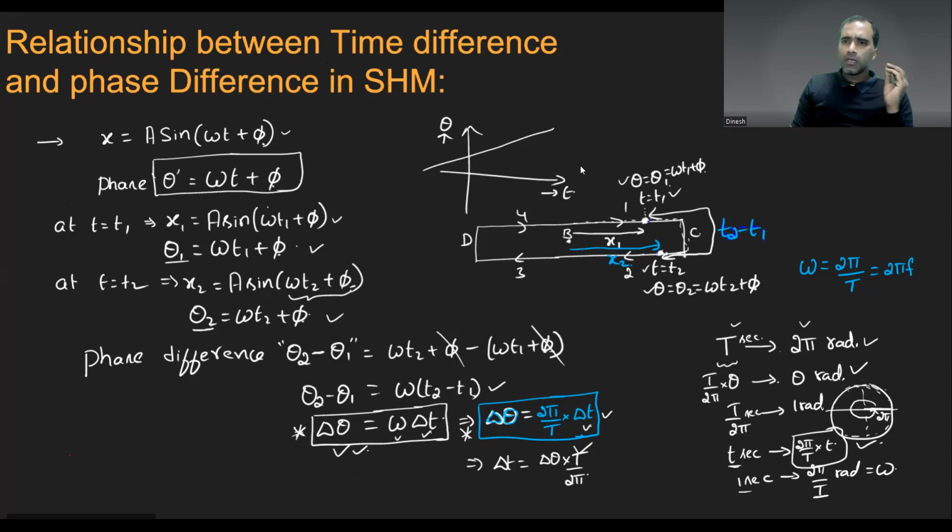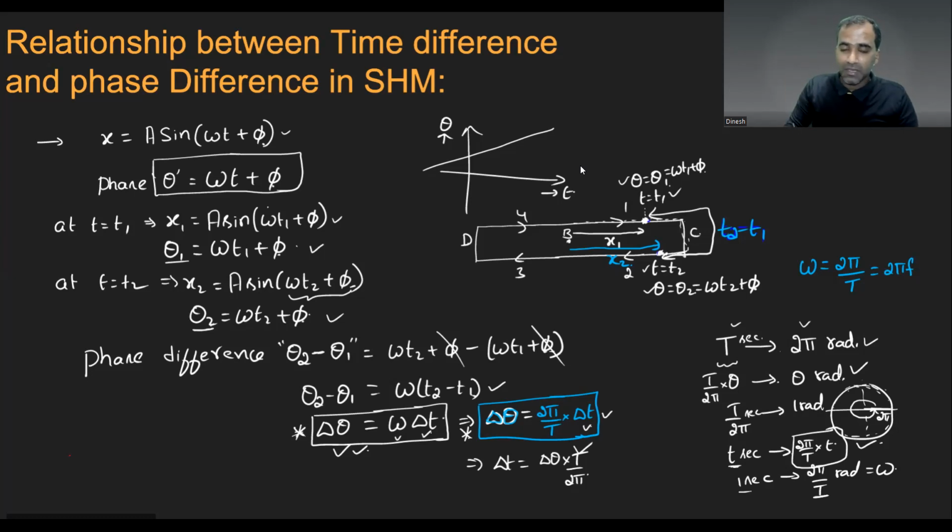If the time gap between 2 points of SHM motion is 2 seconds, can you tell me the phase difference between those 2 points? 2 omega. Very good. In 1 second, how much phase difference is created? That is what is angular frequency, you know. In 1 second, whatever the phase change is, that is angular frequency. The angle change that happens in 1 second is what we call angular frequency.